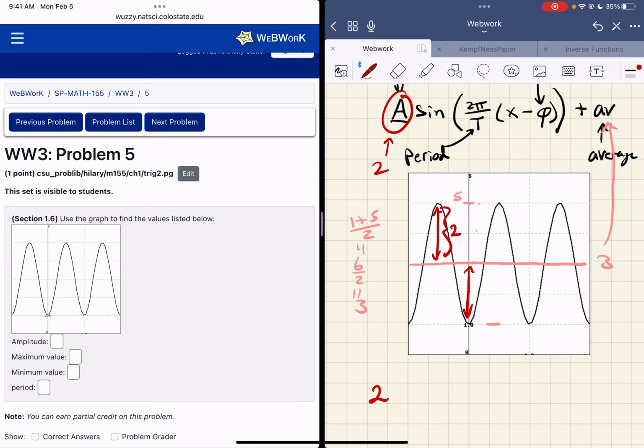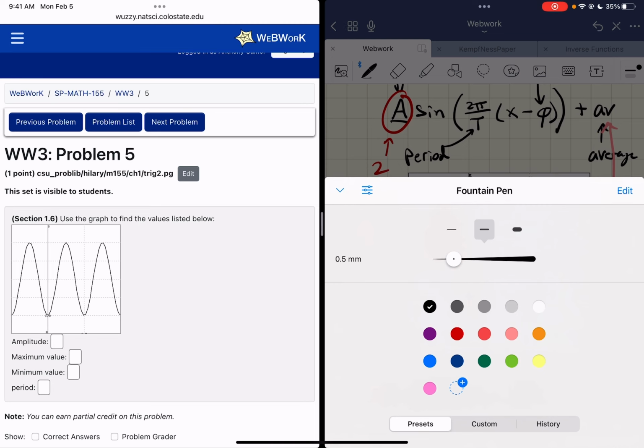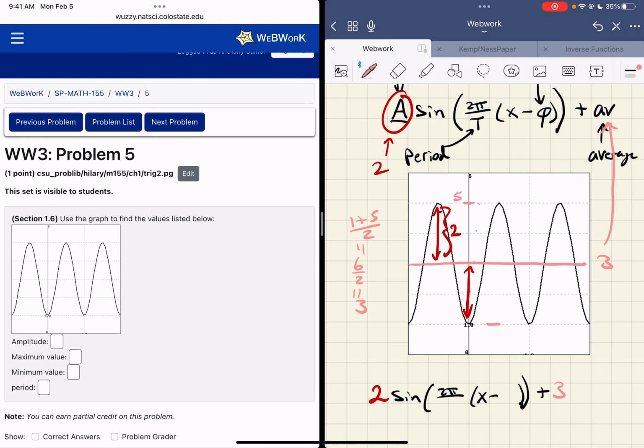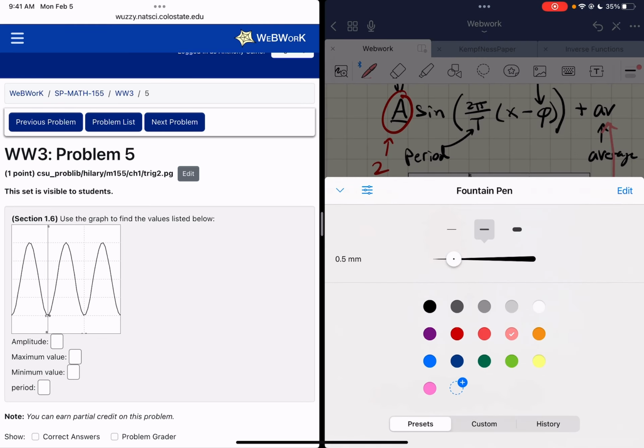So far, we have 2 sine, and then it's going to be 2 pi over, and we have to figure that out, x minus, and we have to figure that out, plus, and then we have a 3. Great. All right, let's figure out these missing pieces.